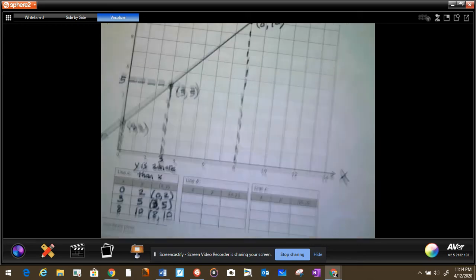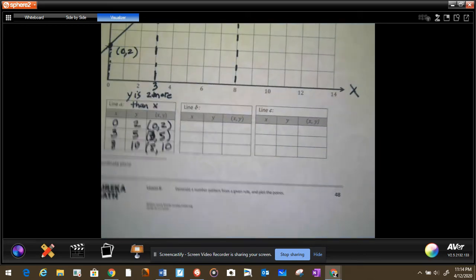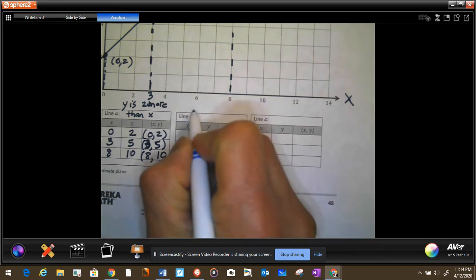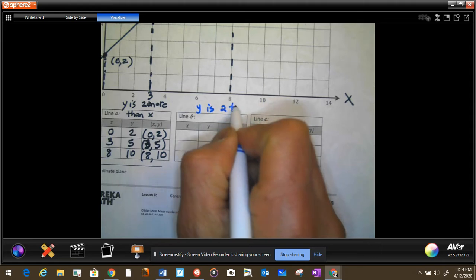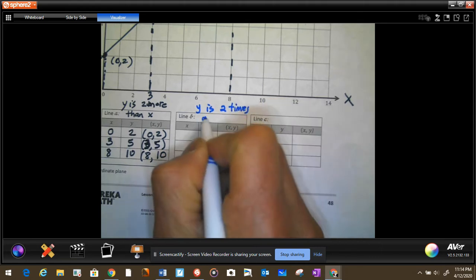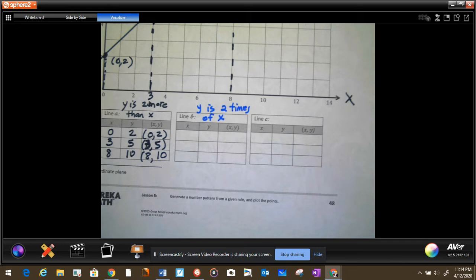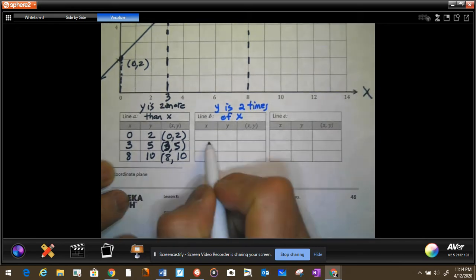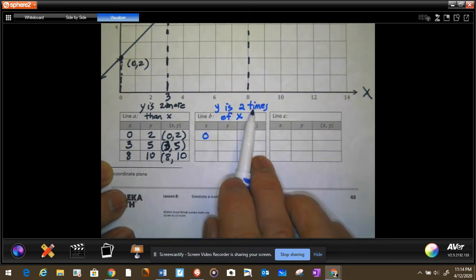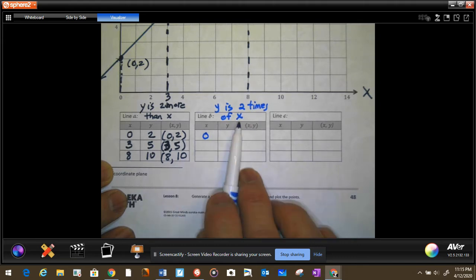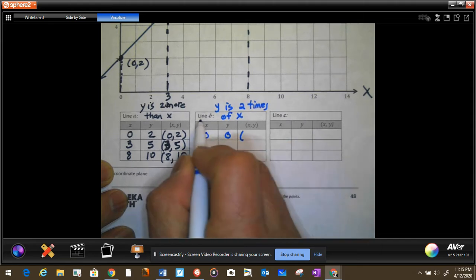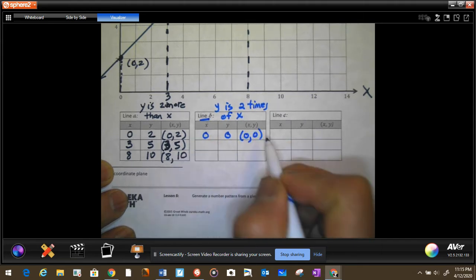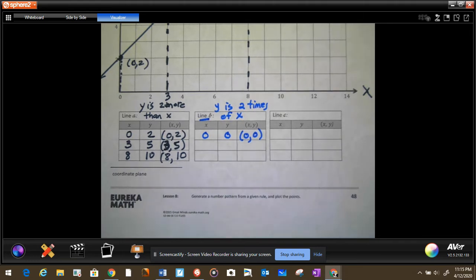All right, let's create another rule so you can understand this a little better. Let's say we create a rule where y is 2 times x. For example, if x is 0, then y is 2 times 0, which equals 0. So our first point for line B is going to be (0, 0). Those are the coordinate pairs.